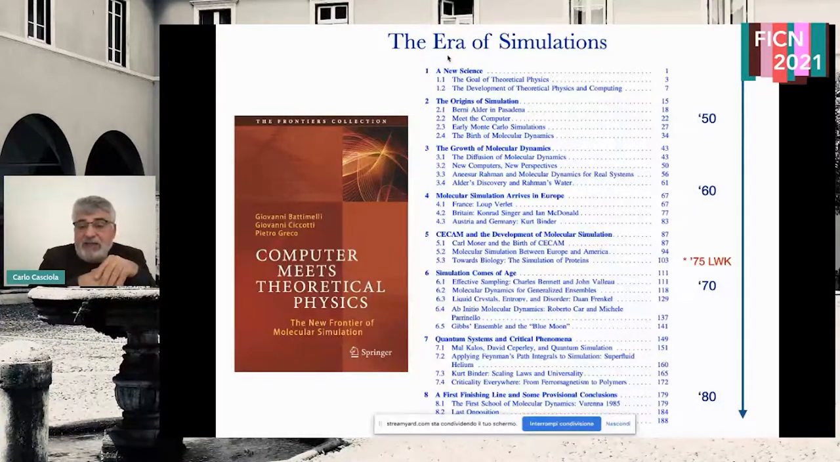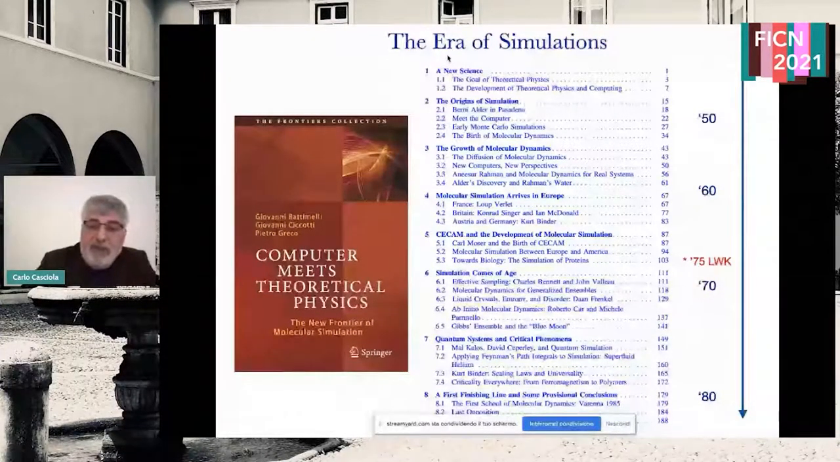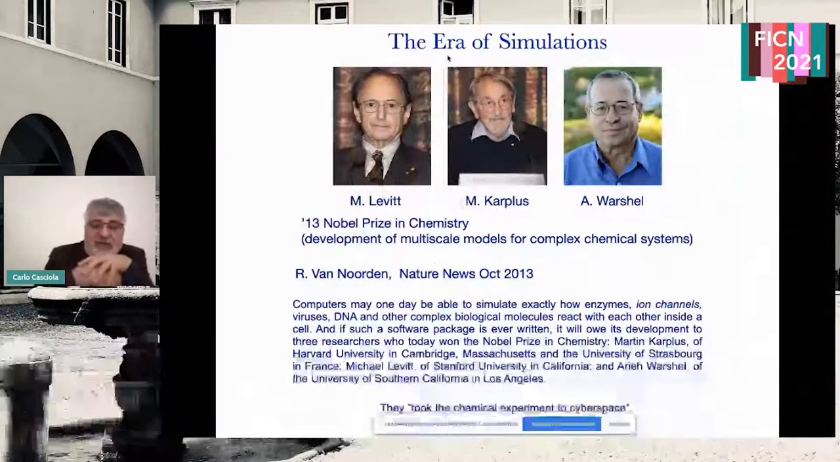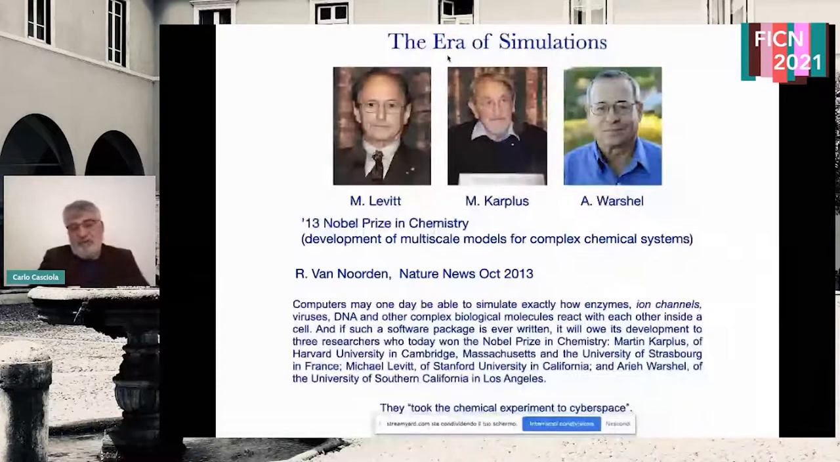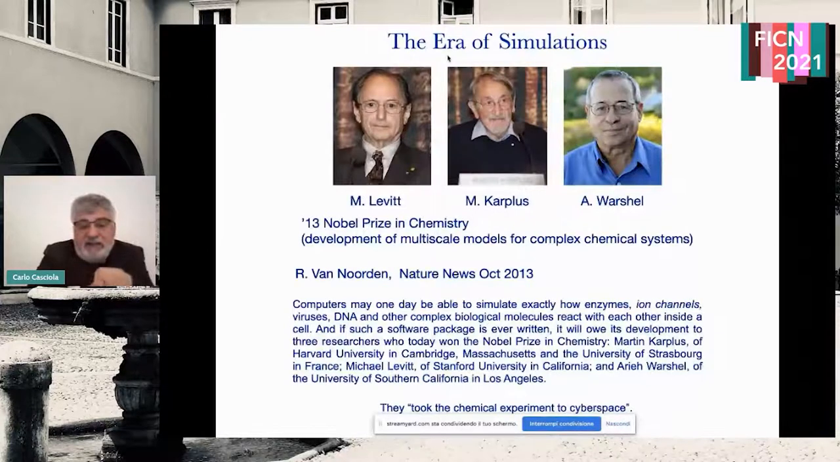What you see highlighted in red marks the years around 1975, in which the first attempts to simulate biologically relevant systems started to take place. Many years later, in 2013, a Nobel Prize in Chemistry was awarded to Levitt, Karplus, and Warshel. What you see is an excerpt taken from the Nature issue of that period, where they explain the reason for awarding this Nobel Prize. A nice thing is the last sentence, in which the author, Van Norden, says they took the chemical experiment to cyberspace.